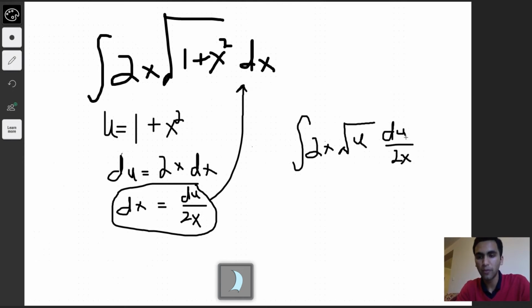So what do you see here, right? Clearly, you can eliminate these two x's, because you've got 2x divided by 2x, so you can get rid of this particular expression from your equation. What you're left with then is the integrand of root u du.